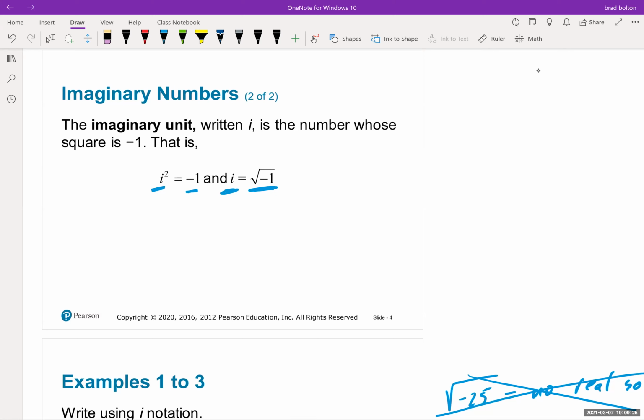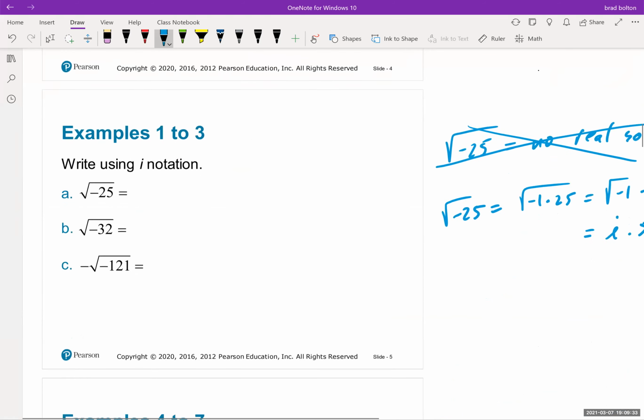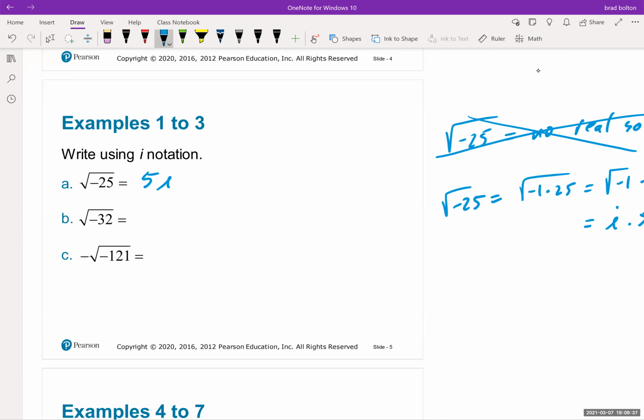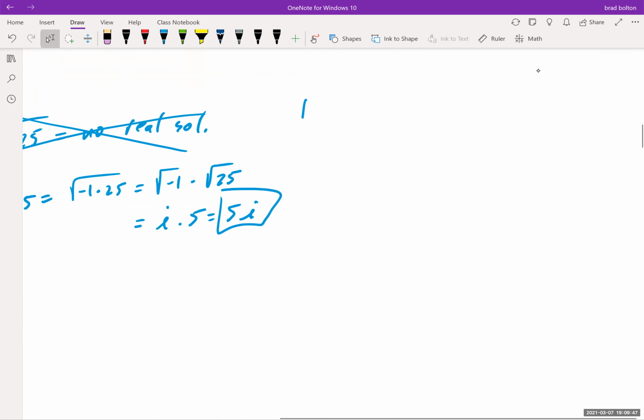All I did was use the concept that whenever I see the square root of -1, I can replace it with an i. That's what we're going to define it as. So this is actually 5i. When I see the square root of -32, let me write it over here, just like the other one. So we have the square root of -32.